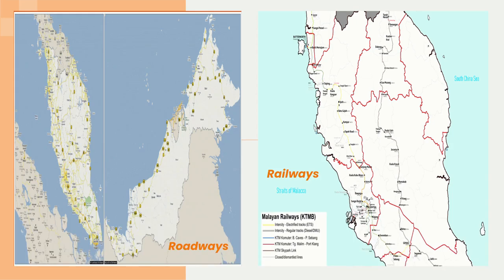Next, we have the roadways and railways in Malaysia. Road transport is vital for both passenger and freight movements, supporting the nation's economic growth. The railway system, managed primarily by KTMB, connects major cities and states, providing both passenger and cargo services.